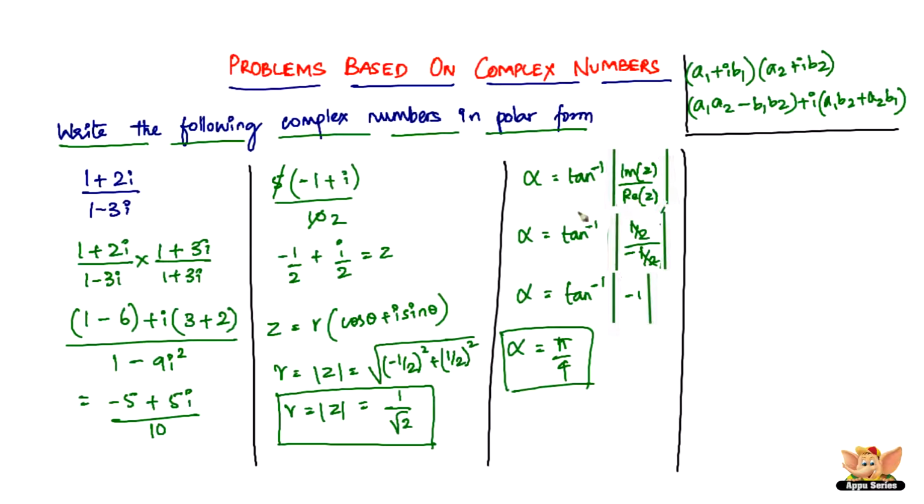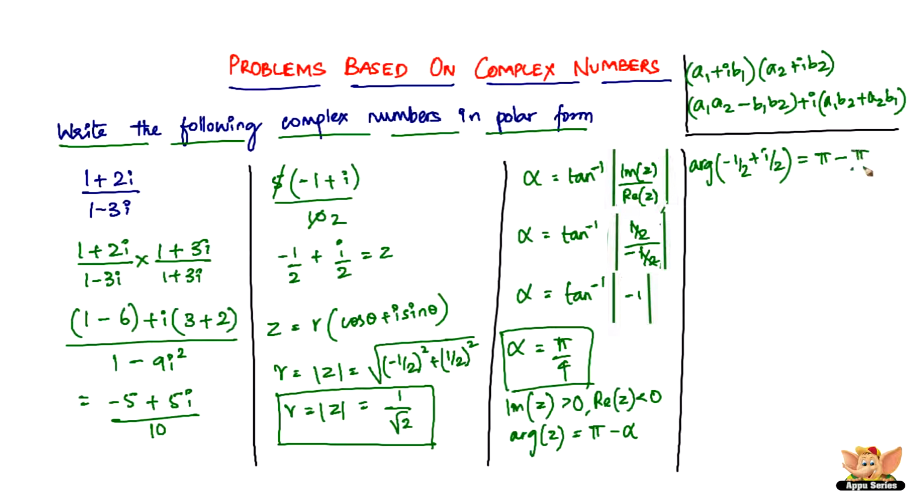Now to find the argument of the given complex number, we first have to see that the imaginary part of the complex number is greater than 0 and the real part of the complex number is less than 0. In that case, the argument of the complex number z will be given by pi minus alpha, right? So the argument of minus half plus i by 2, which is the complex number in this case, will be equal to pi minus pi by 4, which is equal to 3 pi by 4. So this almost completes the problem.